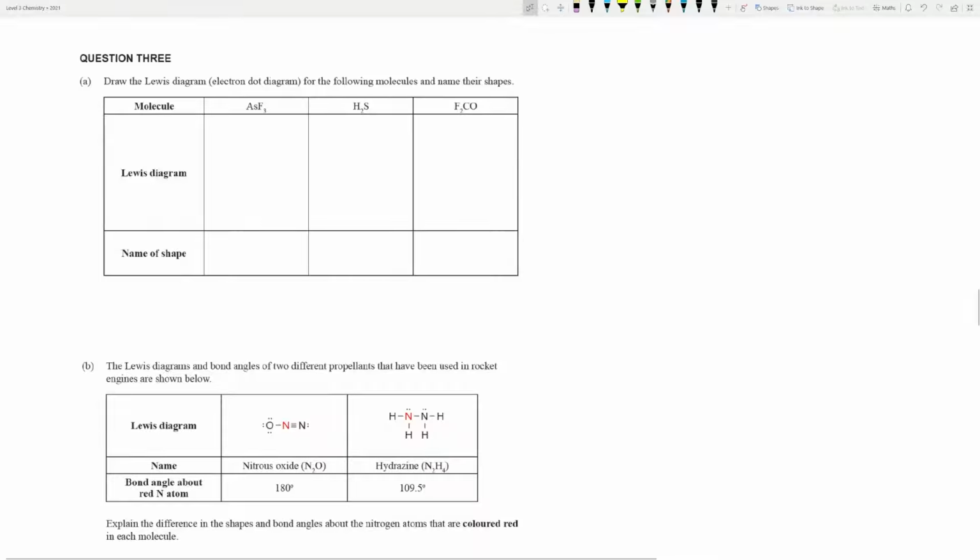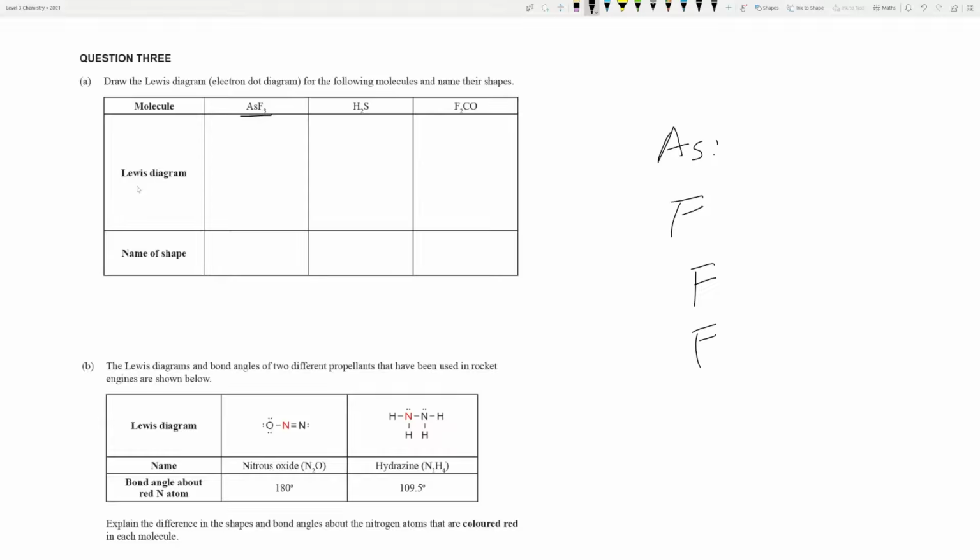Next part, Lewis diagram. That was a short question. I swear these exam questions are getting shorter and shorter. Alright, so let's go. Lewis diagram, very easy. AsF3. You just need to find these on the periodic table. Where is As on the periodic table? Let's just do that first.